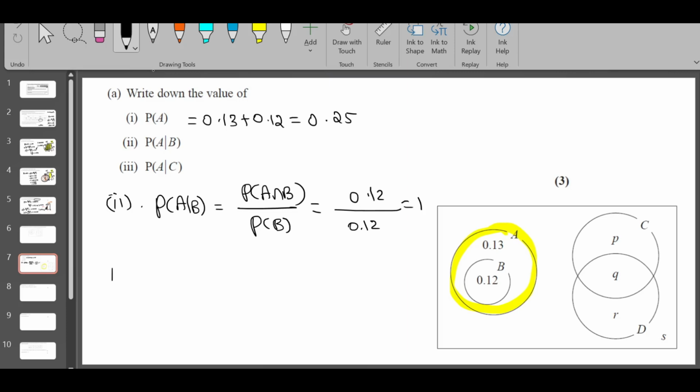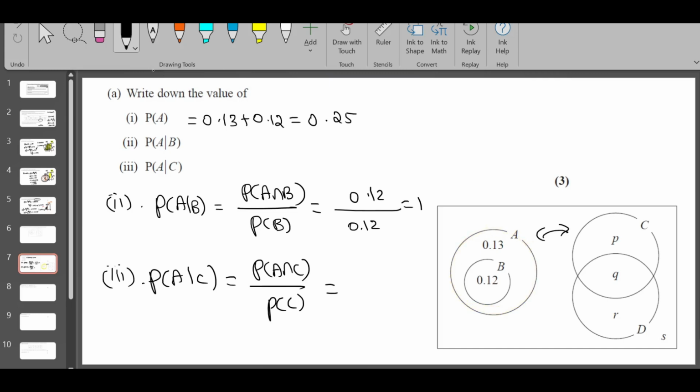And then part iii. P of A given C is P of A intersection C divided by P of C. There is no intersection between A and C because A and C are mutually exclusive, no intersection. So the numerator is 0, so the whole thing is 0.